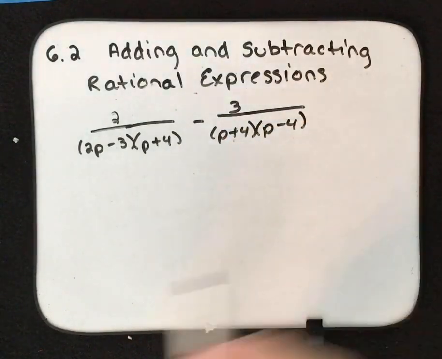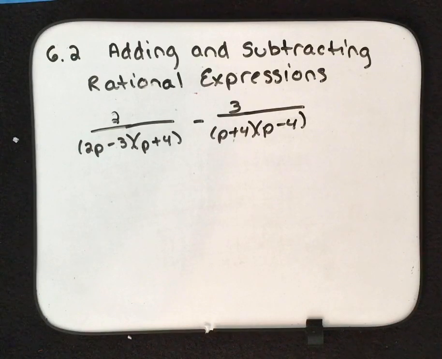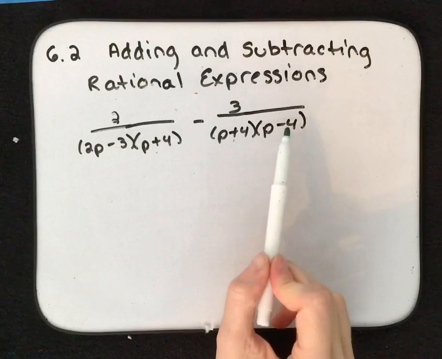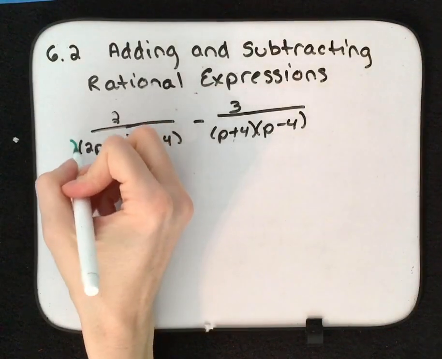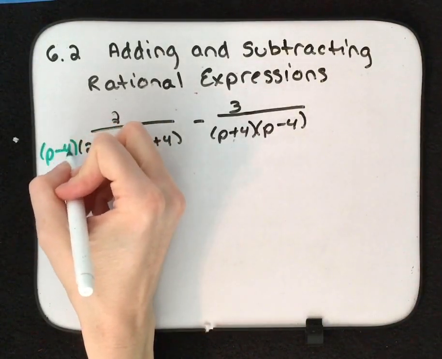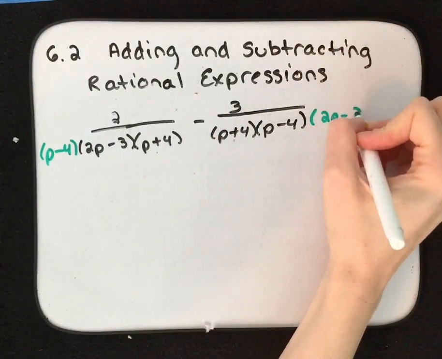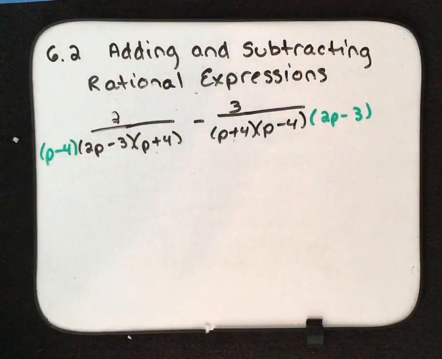There we go. So let's look at those denominators. They're similar, they have some common parts, but not quite the same. And so in order to do our subtraction, we need common denominators. They both have a p plus 4, so that's good. This has a p minus 4, so this one needs a p minus 4. This has a 2p minus 3, so this one needs a 2p minus 3. Now we have common denominators.